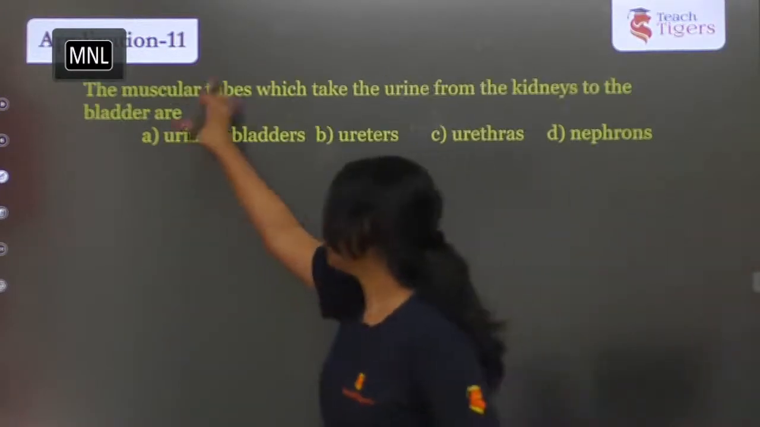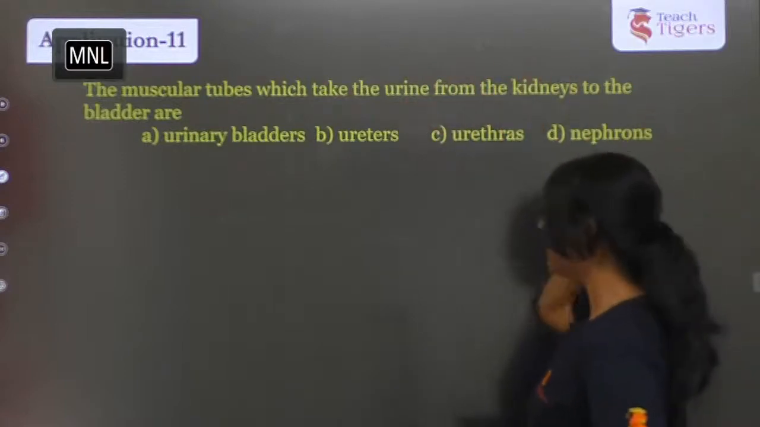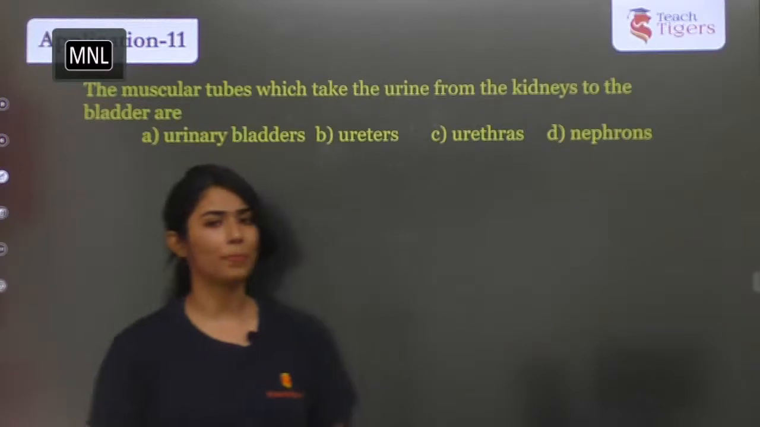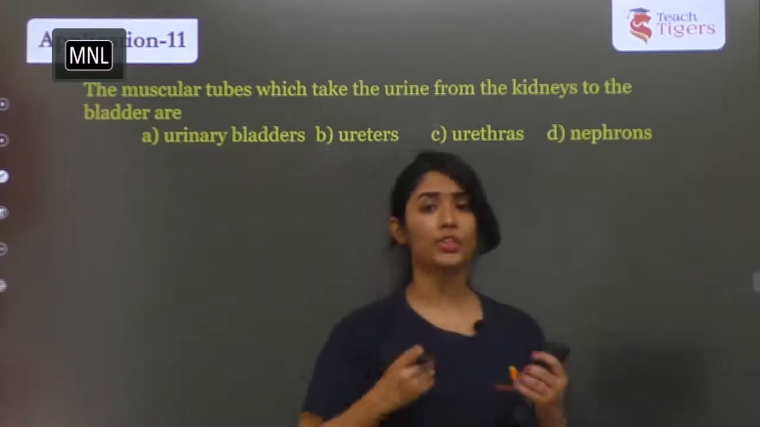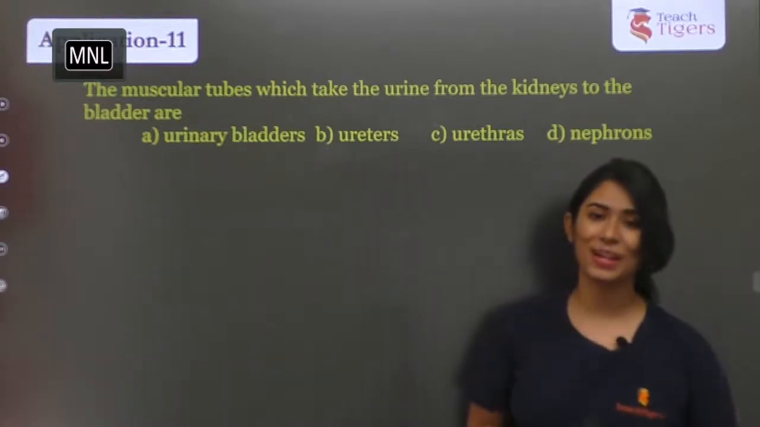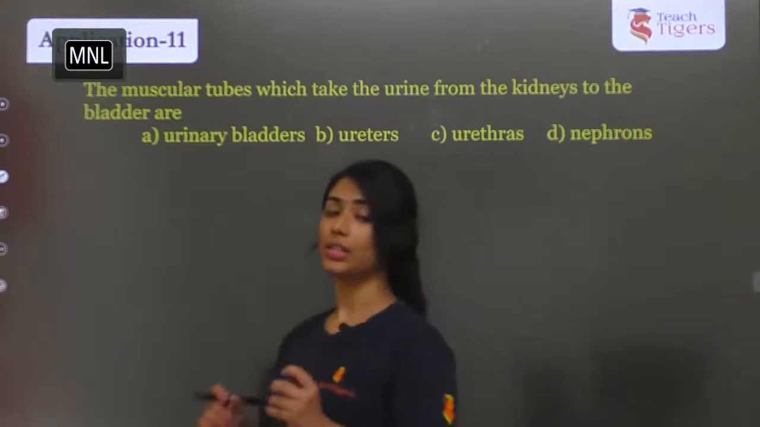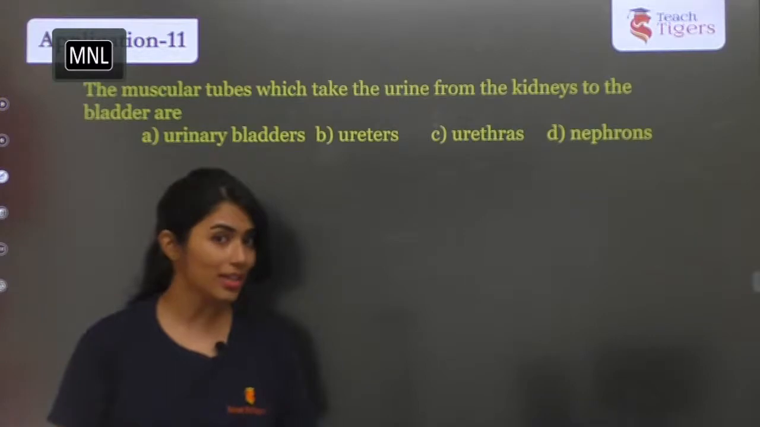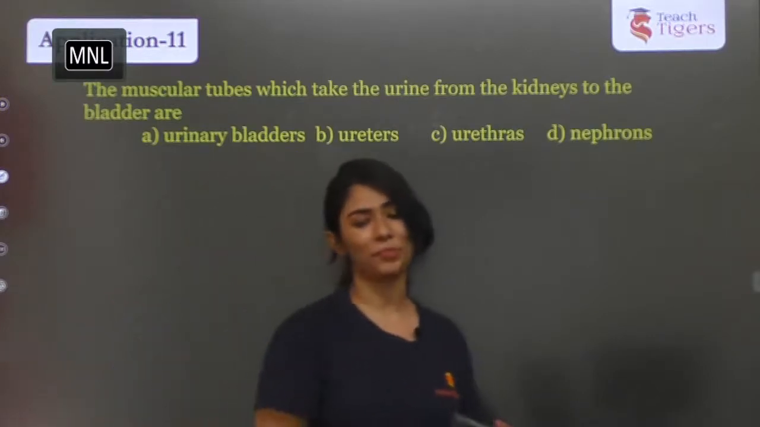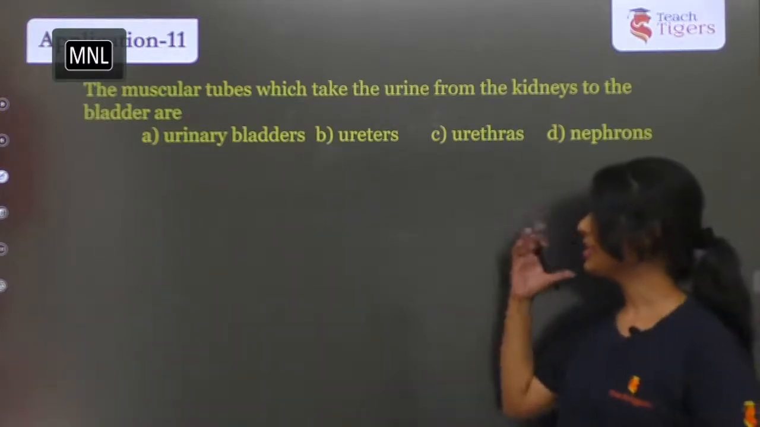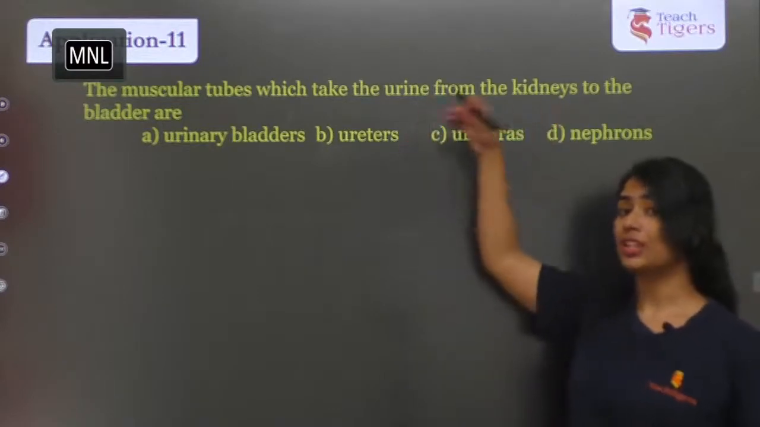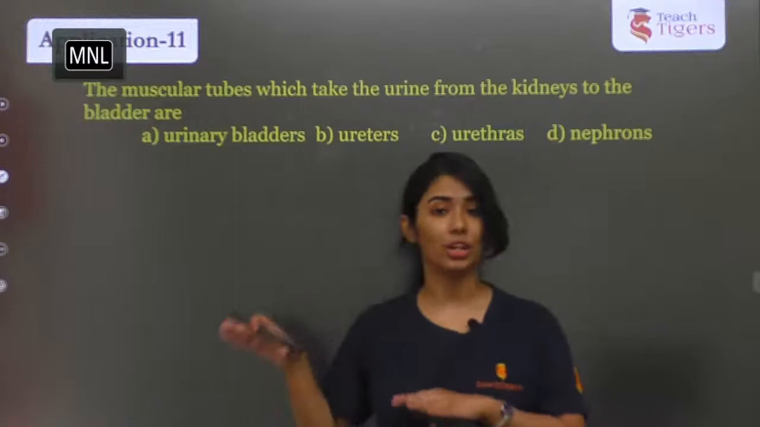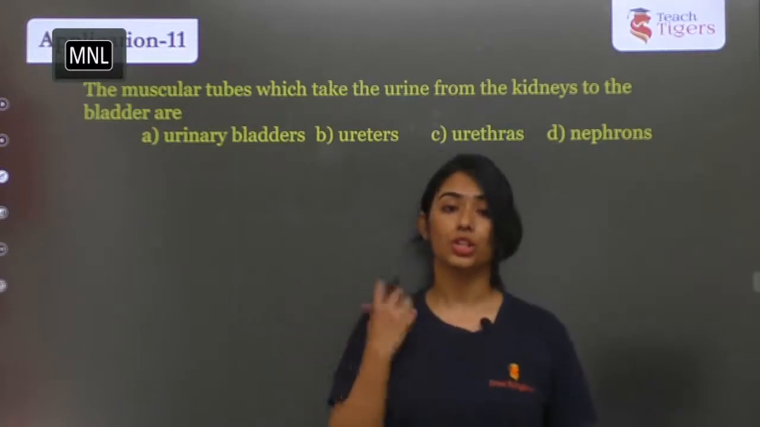Next, the muscular tubes which take the urine from the kidneys to the bladder are, right? So we have studied about the excretory system. Now, what are the main parts of the excretory system in human beings? We saw that the excretory system consists of the kidneys, ureters, urinary bladder and urethra, right? So which is responsible for taking the urine that is formed inside the kidney to the urinary bladder where the urine will be stored?